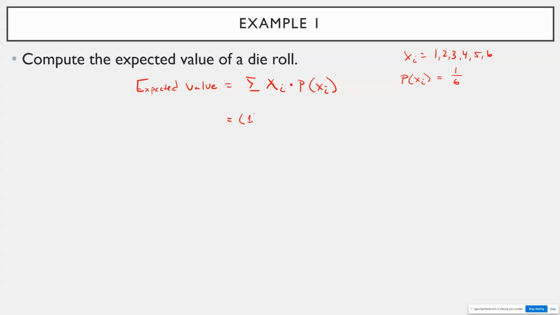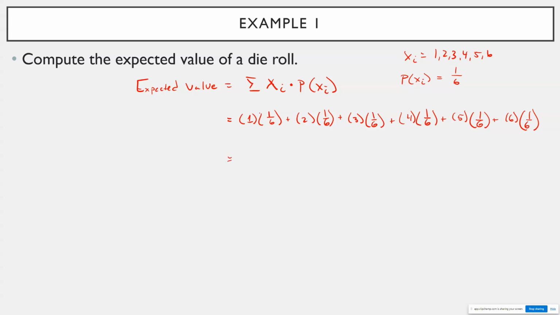So I could roll a 1 times its corresponding probability, plus I could roll a 2 times its corresponding probability, plus I could roll a 3 times its corresponding probability, and so on. A 4 times its corresponding probability, 5 times its corresponding probability, 6 times its corresponding probability.